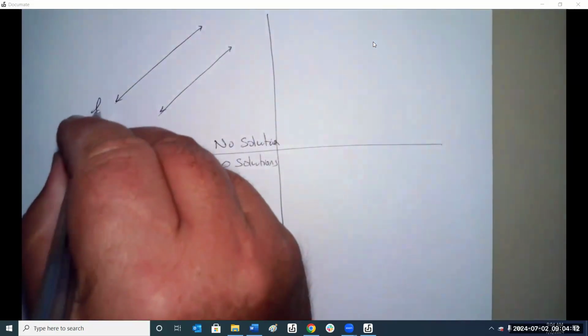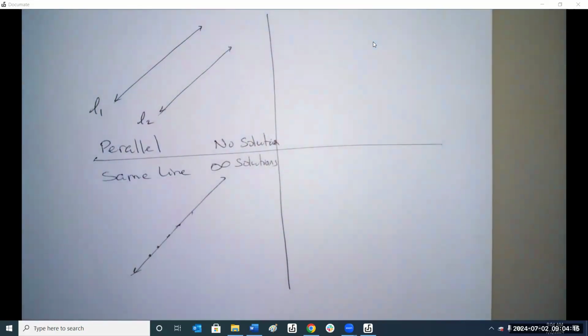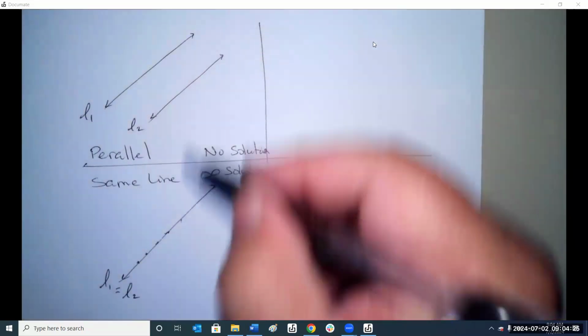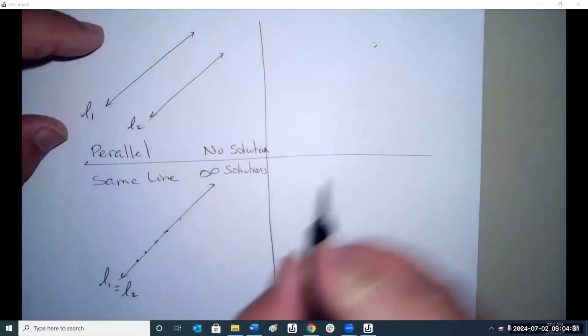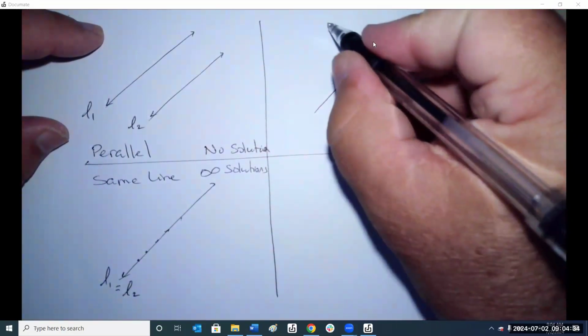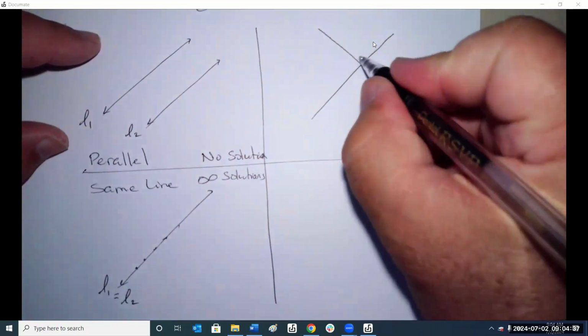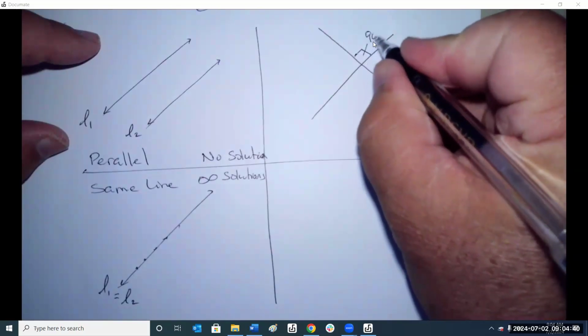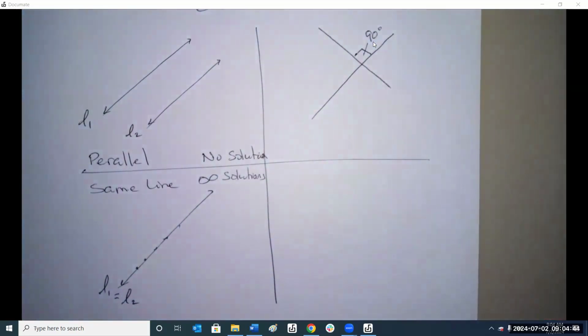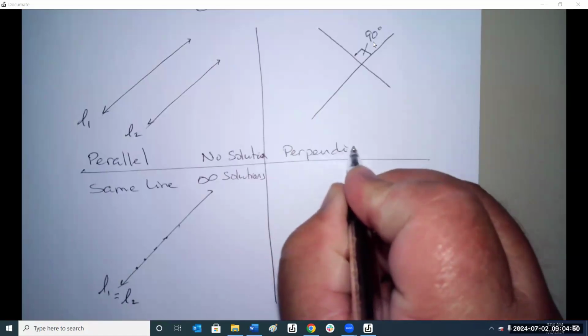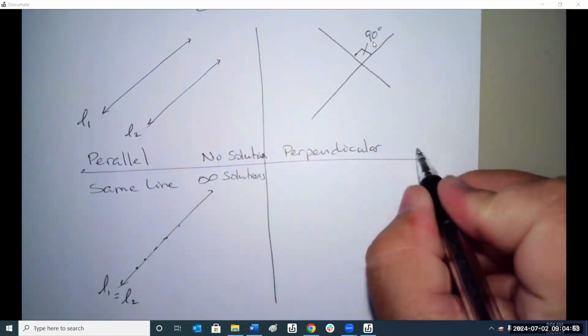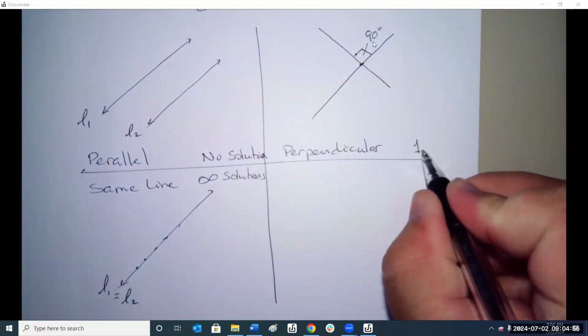And in parallel, you have two lines, line one and line two, that never intersect, never meet. Then a third possibility is when they form right angles to each other. That little symbol there means it forms a 90-degree angle, like the corner of a wall or something. We call these perpendicular. And since they intersect, they only have one solution.